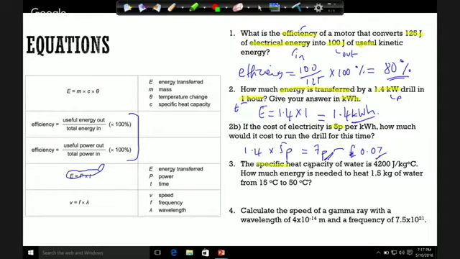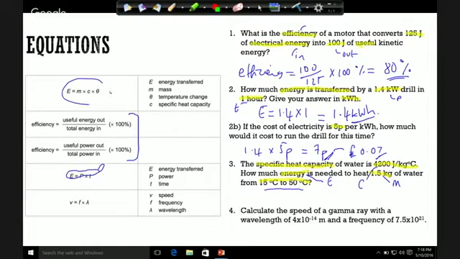We've got the specific heat capacity of water is 4,200 joules per kilogram degree C. How much energy is needed to heat 1.5 kilograms of water from 15 degrees to 50 degrees C? So this one sometimes tricks people out. You've got a specific heat capacity here, you've got a mass, you've been asked to calculate energy, and we've got something to do with temperature.